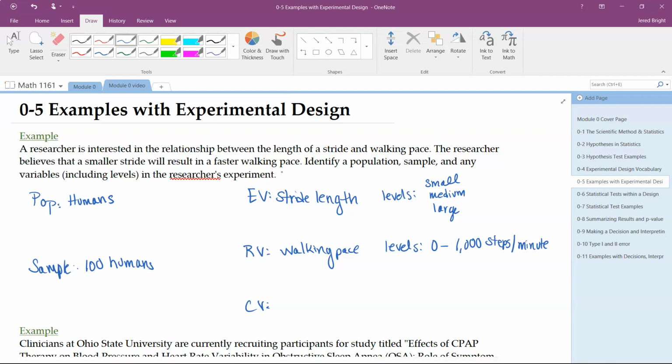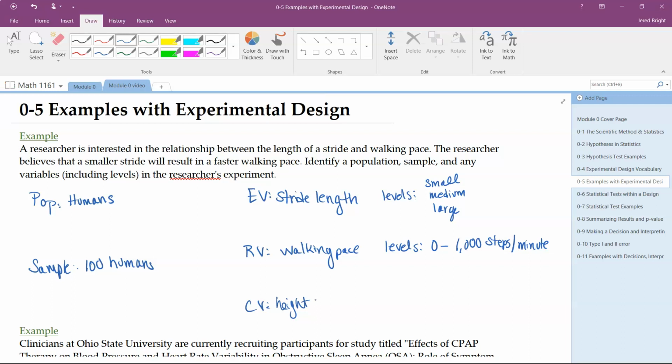And the confounding variable. Now we have to really stop and think. This one's going to take a lot of mental energy. What could influence the response variable, walking pace, that we are not necessarily controlling for? I want you to think about that. What could influence walking pace that we are not necessarily accounting for? One thing I know happens all the time is when I am walking with my mom, she has to take many more steps compared to me because I am taller than she is. So certainly height is a confounding variable here.